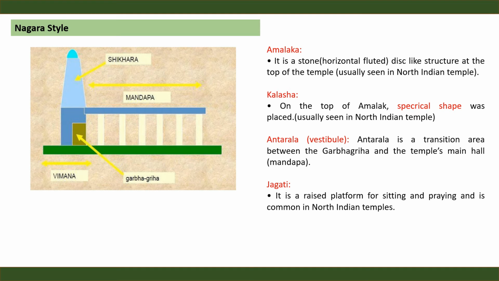Then the Amalaka, on top of which the Kalasha, a spherical shape, was usually placed in North Indian temples. And then the Antarala, which we have already discussed in the elements of Hindu temple architecture. And here the plinth is called the Jagati, which is a raised platform for sitting and praying, and is common in North Indian temples.